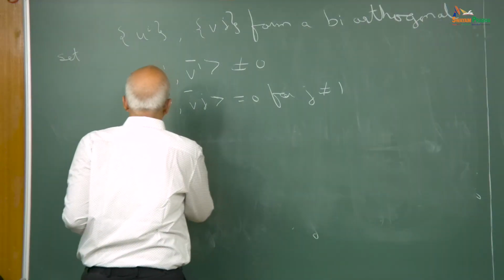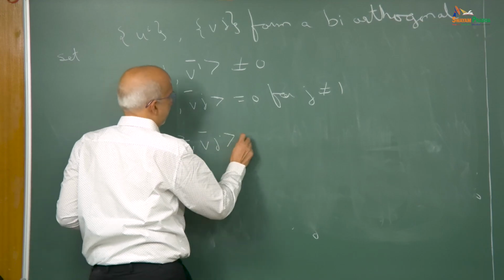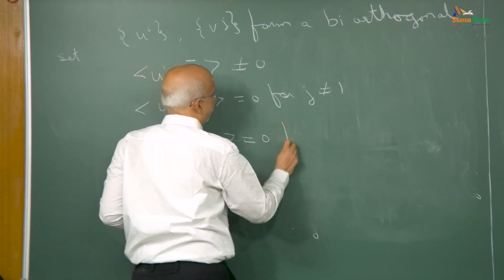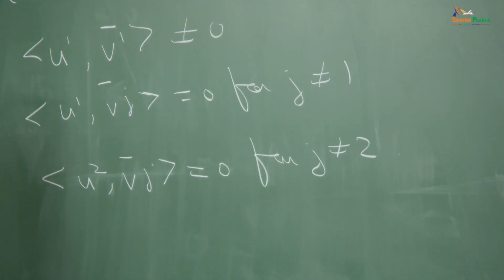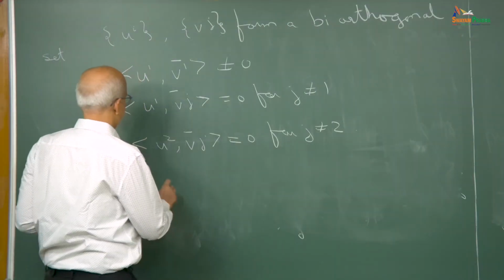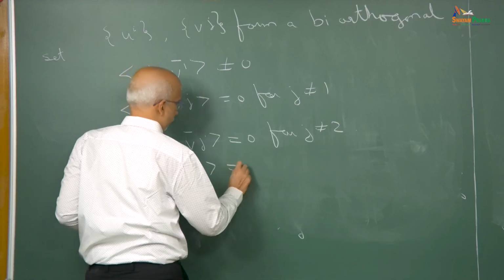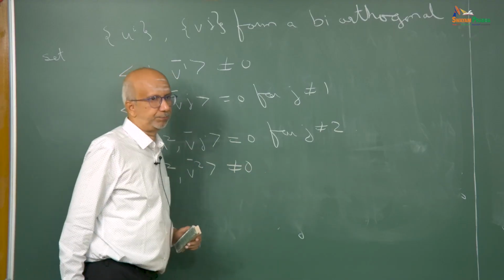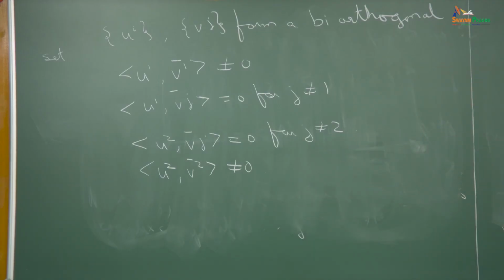Similarly, the inner product of U2, the second eigenvector, is equal to 0 for j not equal to 2, but is not equal to 0 for j equal to 2, okay. I think when you do a couple of problems you will understand it.